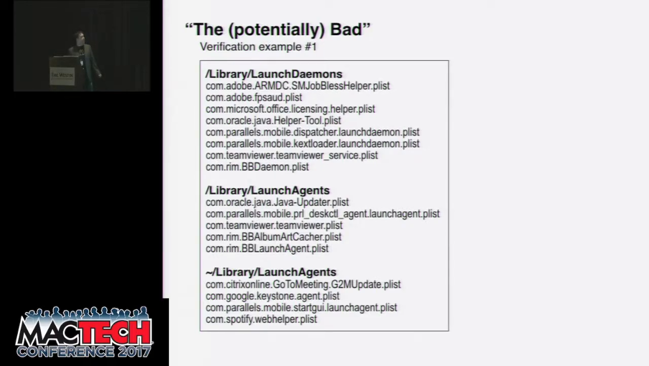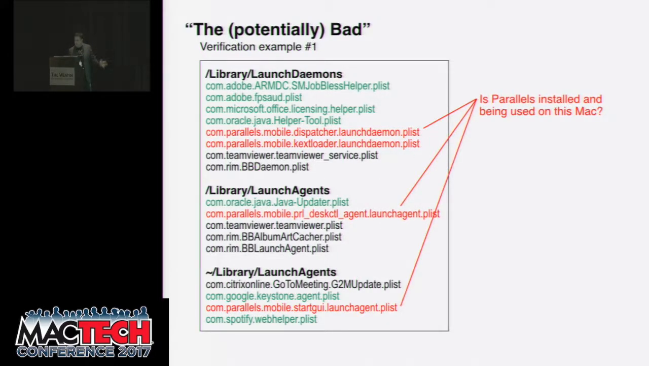The first example is a typical Mac. This is what it has in the library launch daemons folder, the library launch agents folder, and the home library launch agents folder. I start off by identifying the ones that I consider typically safe. These are the ones that are on the list that I showed you. Mark them as green for this example and move on.